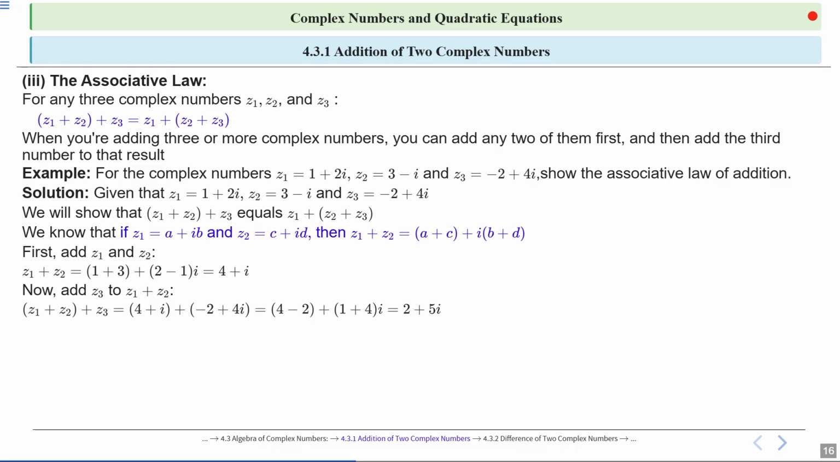Now add Z3 to Z1 plus Z2. So (Z1 plus Z2) plus Z3 is equal to (4 plus iota) plus (minus 2 plus 4 times iota). This is equal to (4 minus 2) plus (1 plus 4) times iota. This is 2 plus 5 times iota. So LHS is equal to 2 plus 5 times iota.